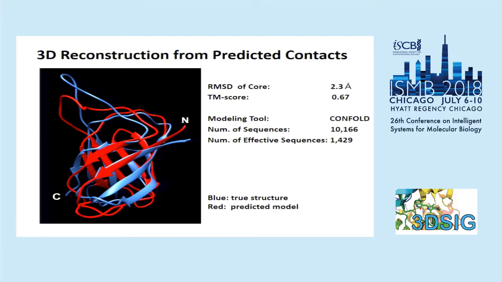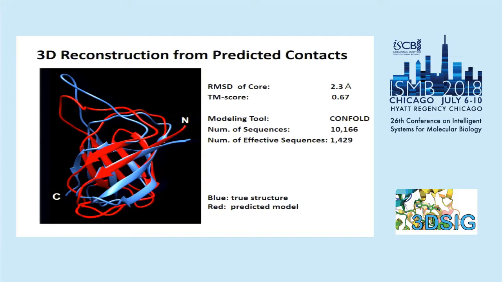Finally, I use these predicted contacts as input for a tool called CONFOLD to build the 3-dimensional structure of this protein. I superimpose this 3-dimensional structure, the red one, with the native structure, the blue one. So you can see the structures superimpose pretty well. And actually, RMSD of the core region is 2.3 angstrom. The TM-score is 0.67. That means the topology of this protein is correctly predicted just from scratch, from contacts, without using any templates from SCOP, whatever, PDB.